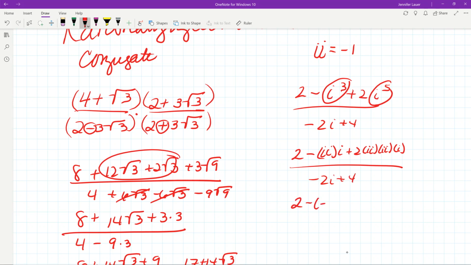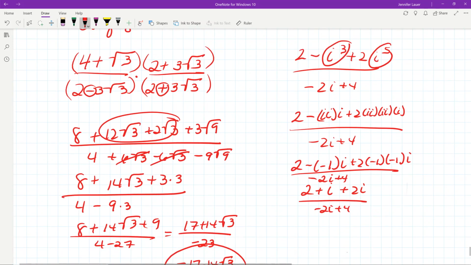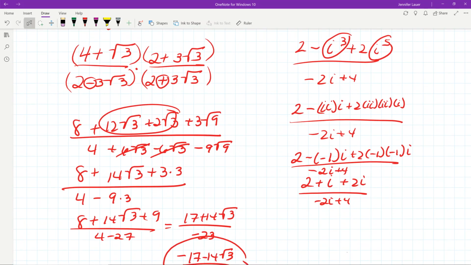This becomes 2 minus negative 1i plus 2 times negative 1 times negative 1i. So this becomes 2 plus i plus 2i over, don't forget the bottom. I'm going to add my i's together, and I'm going to get 2 plus 3i over negative 2i plus 4. Now, I hate to say this, but after all that work, we're not done yet, because now we have to rationalize it. So I'm going to multiply top and bottom.